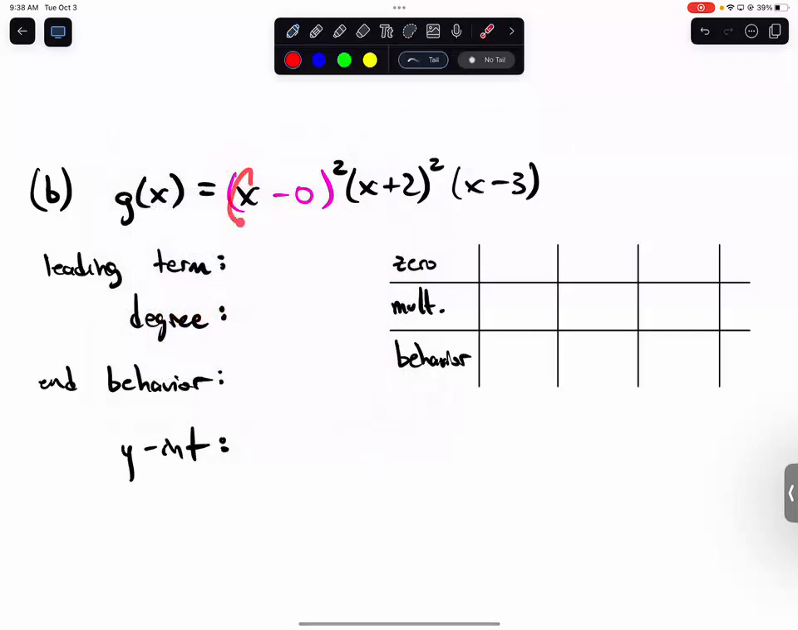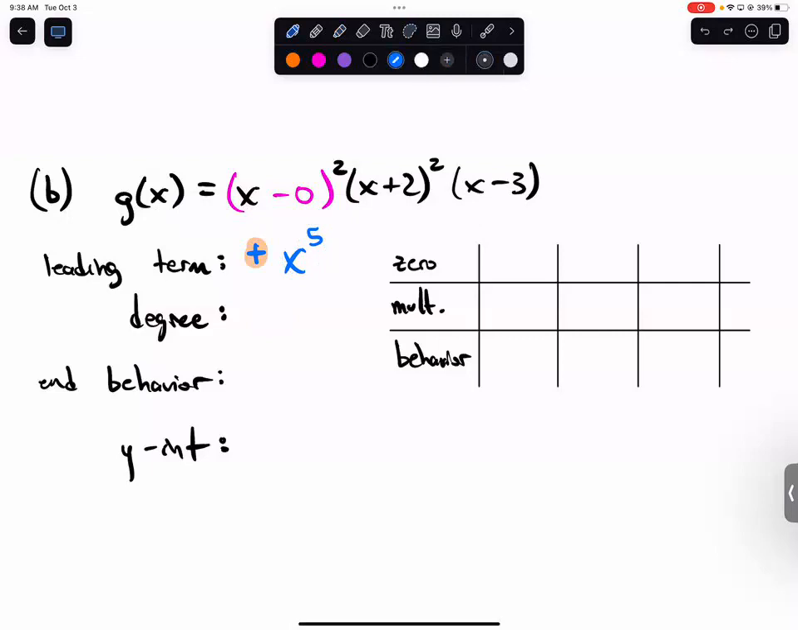We multiply everything out, we get x squared times x. So x to the 5th. And just for emphasis, I'm going to write positive x to the 5th. Again, just to emphasize the leading coefficient being positive, because that's going to tell me something about which way the thing faces, right? What's the degree then? 5.